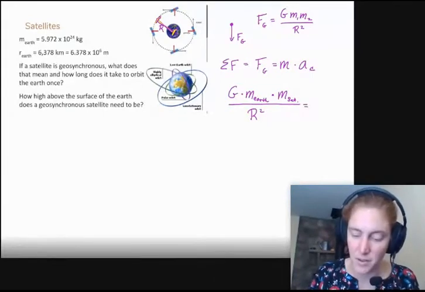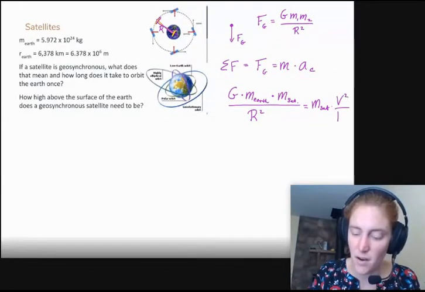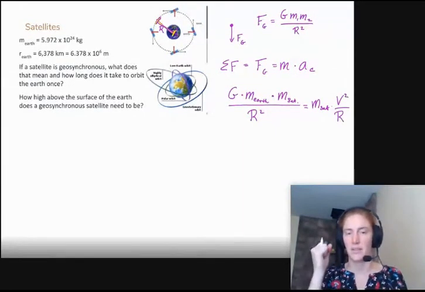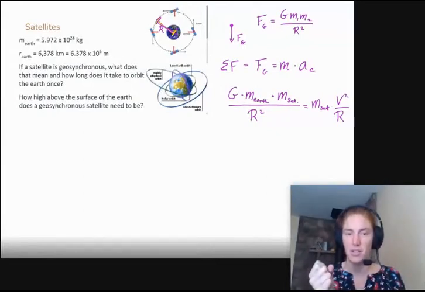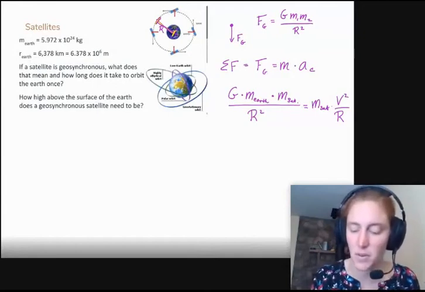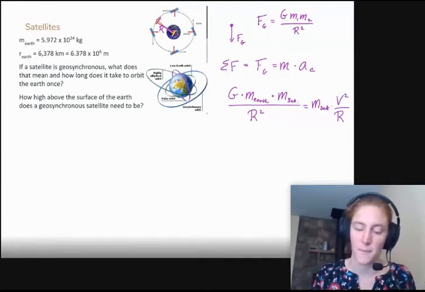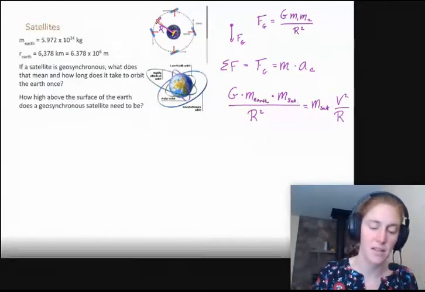And that'll be equal to the mass of the satellite times v squared over r. And again, that r is from the center of the circle, which in this case is the center of the Earth, to the center of the satellite. So both of those r's are the same r. All right, so now I can work on solving this.